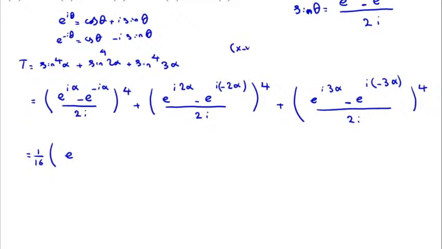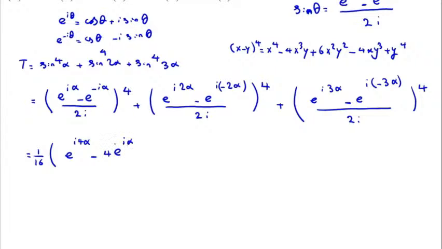You should use this identity. That's (x minus y) to the 4 is x to the 4 minus 4x cubed y plus 6x squared y squared minus 4xy cubed plus y to the 4. Now here it will be e^(i4α) minus 4 times e^(iα) to the power of 3 times this part.